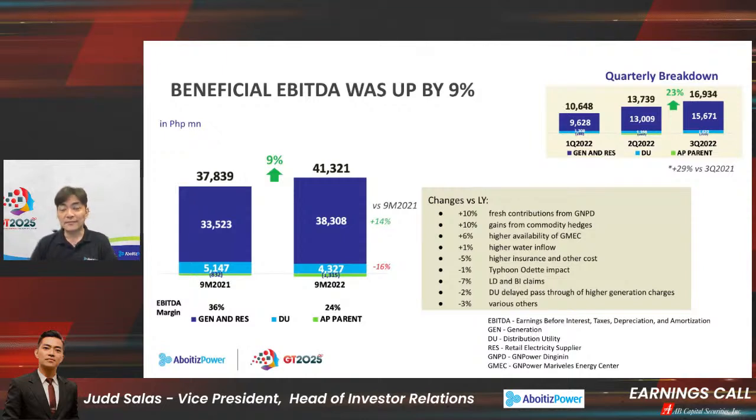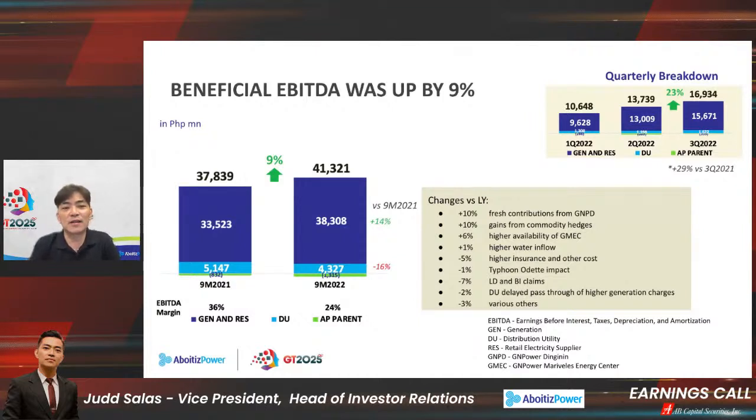Now, in the midst of these rising commodity prices and the peso devaluation, and as a result of our good planning and forecasting, we were able to manage our fuel costs and honor our fixed price contracts. We were completely hedged on our fixed price contracts, which protected us in the midst of the coal price increase. We have had a comprehensive hedging program for commodity and currency as early as 2018.